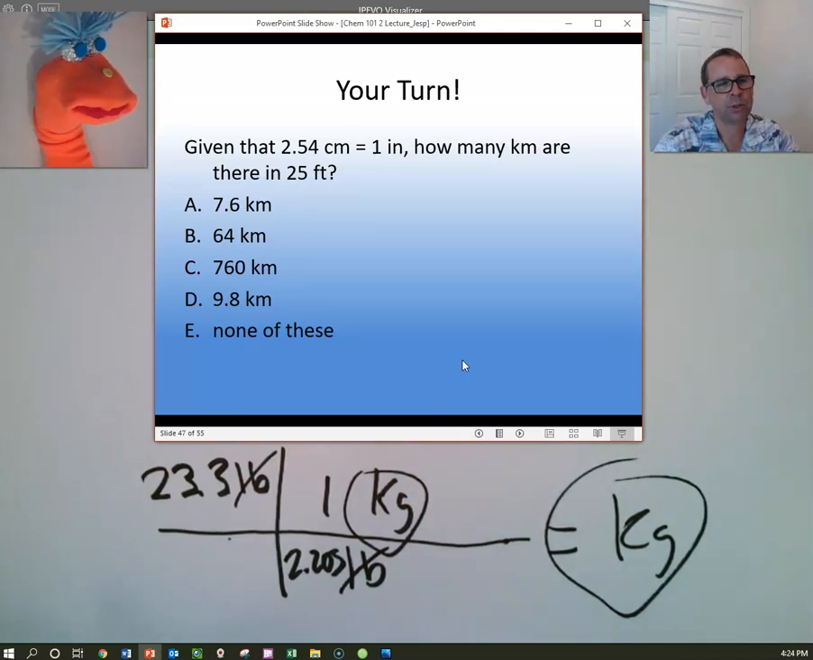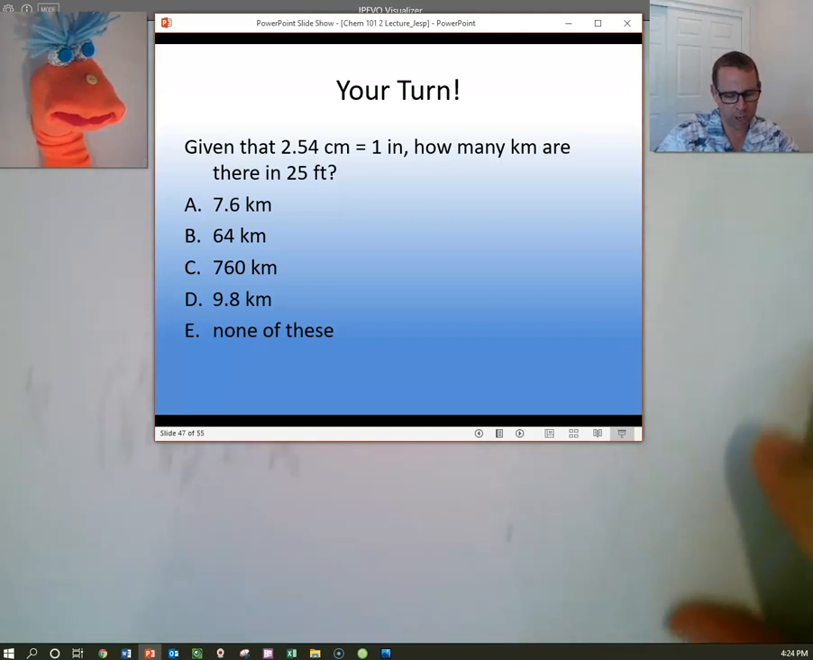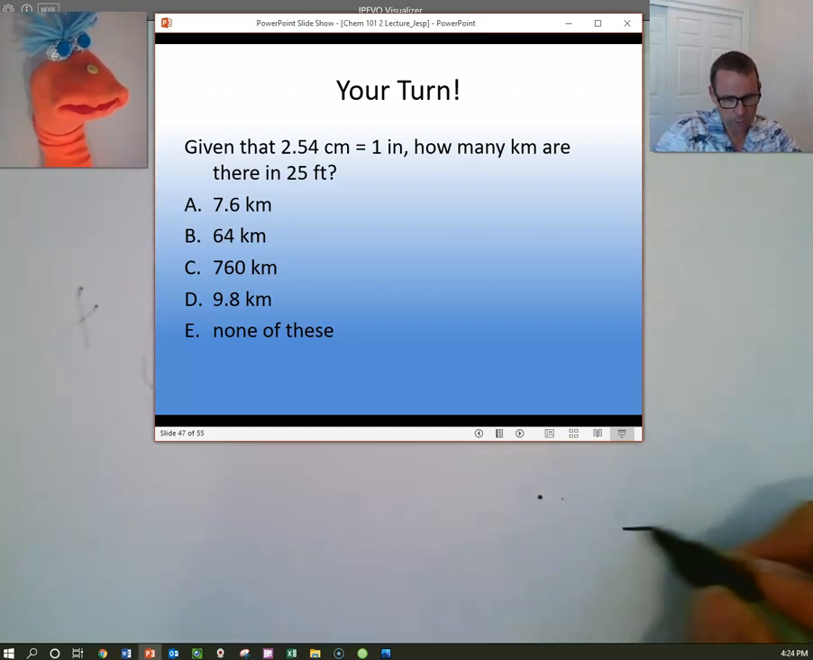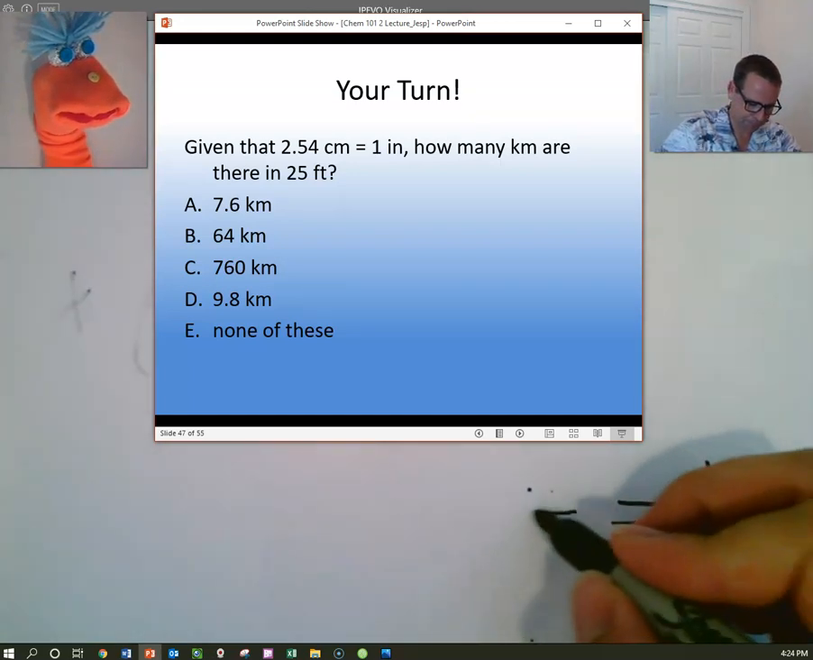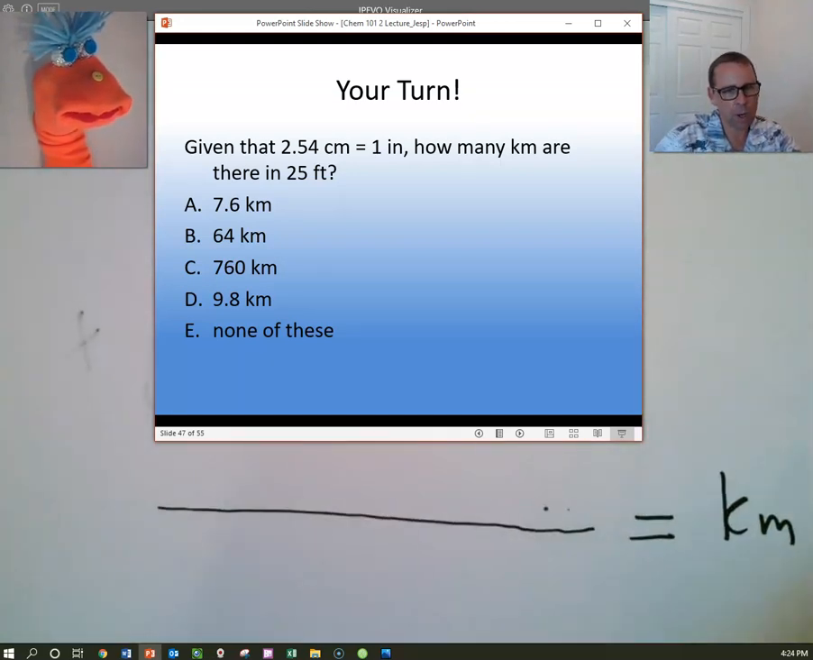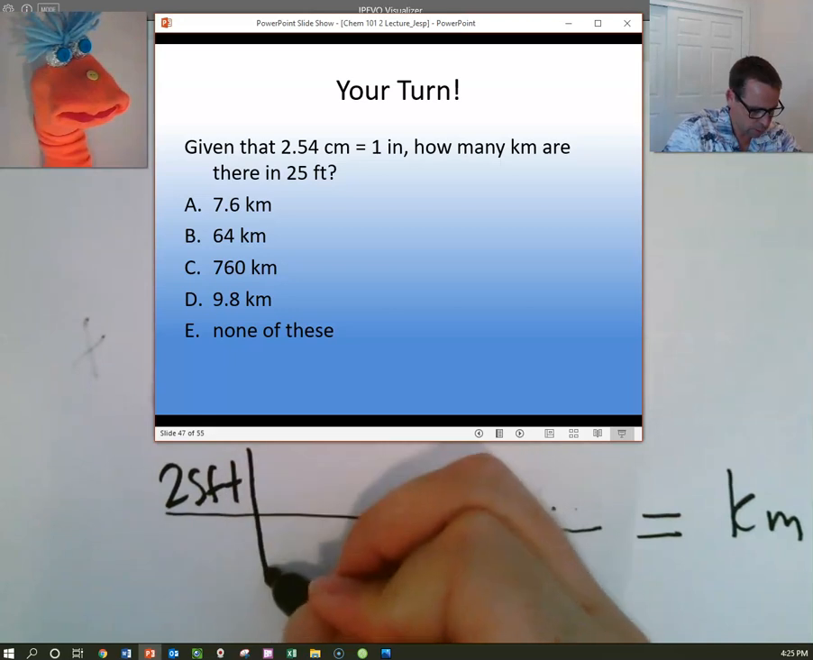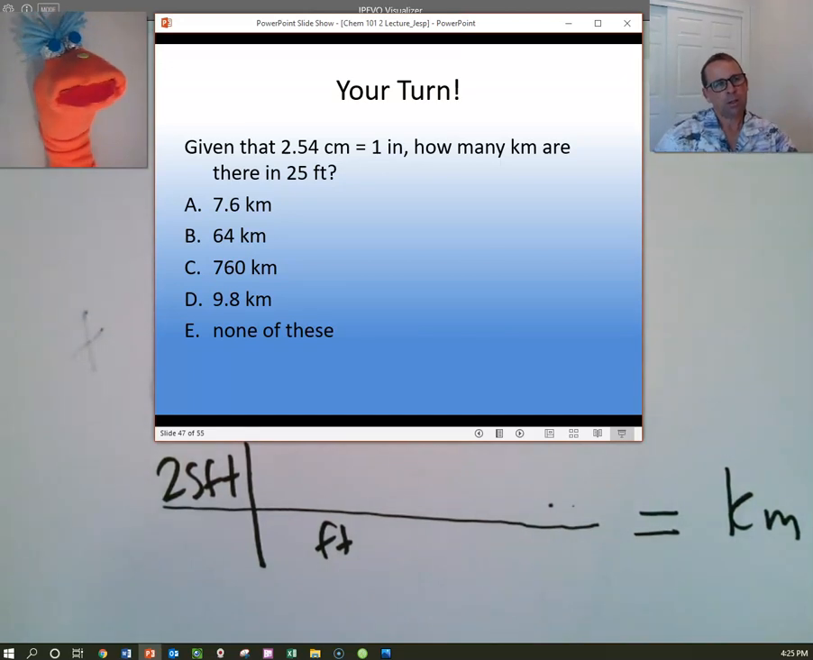Okay. How many kilometers, km, are in 25 feet? Let's do it again. What do I do to the right of my equal sign? Write your equal sign first. Okay, yep. What goes to the right of it now? Kilometers. km. Good. All right. Where do I start? 25 feet. Okay. 25 feet goes here. And I know that feet has to go down here. Where am I going to convert my feet to? Inches. I know feet go to inches. All right, good. Inches.